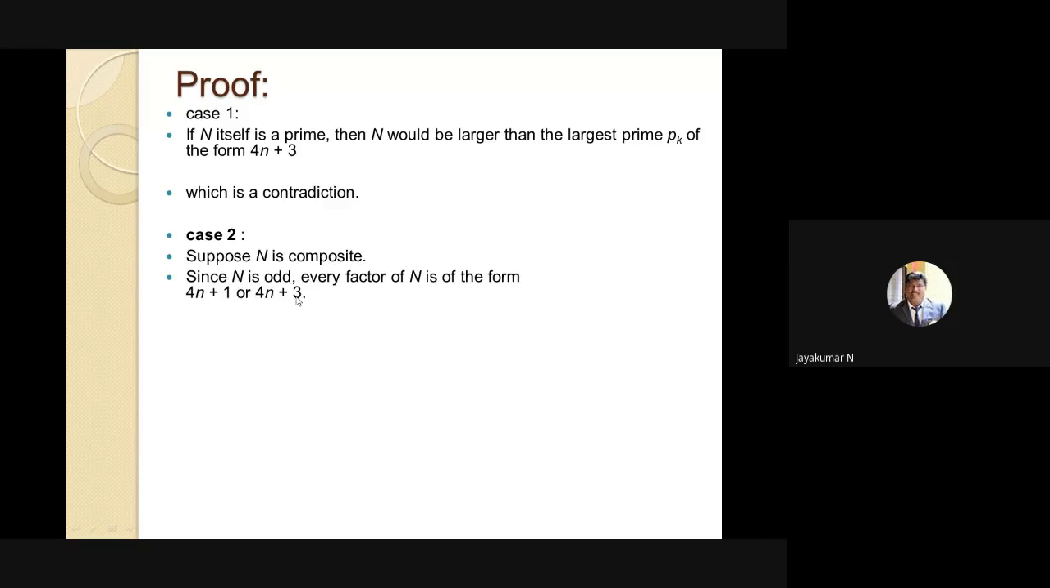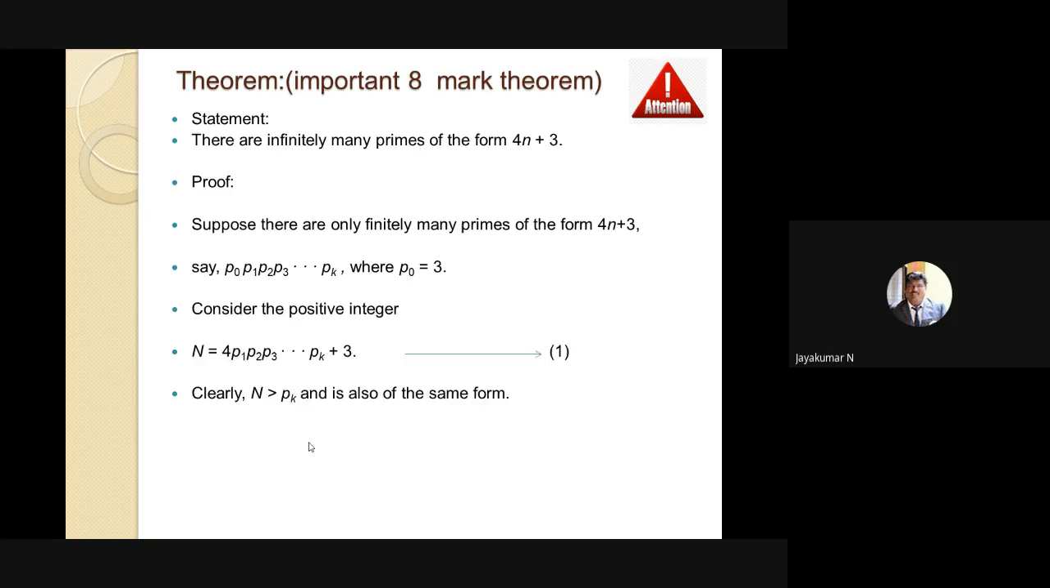So since n is odd, definitely the factor of n is of the form 4n plus 1 or 4n plus 3. Before this theorem, I didn't show one lemma. I will show that, and after that I conclude this.